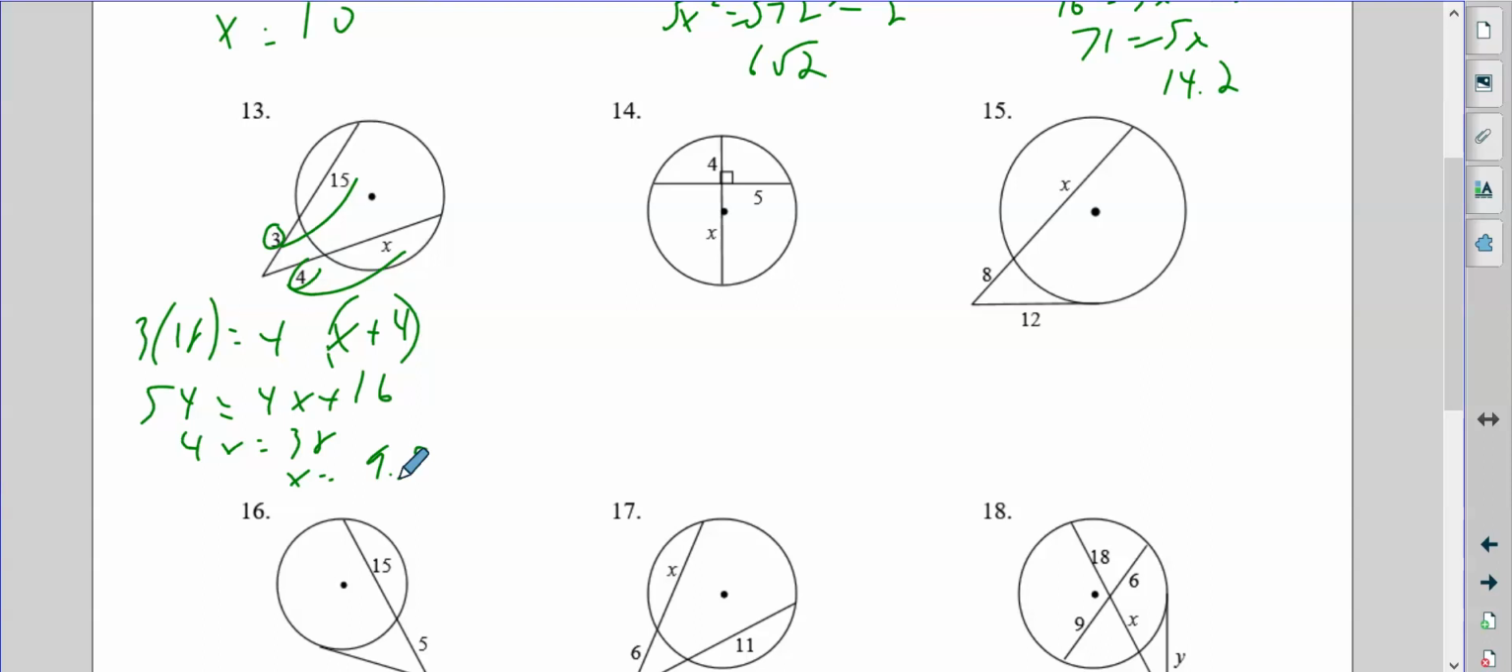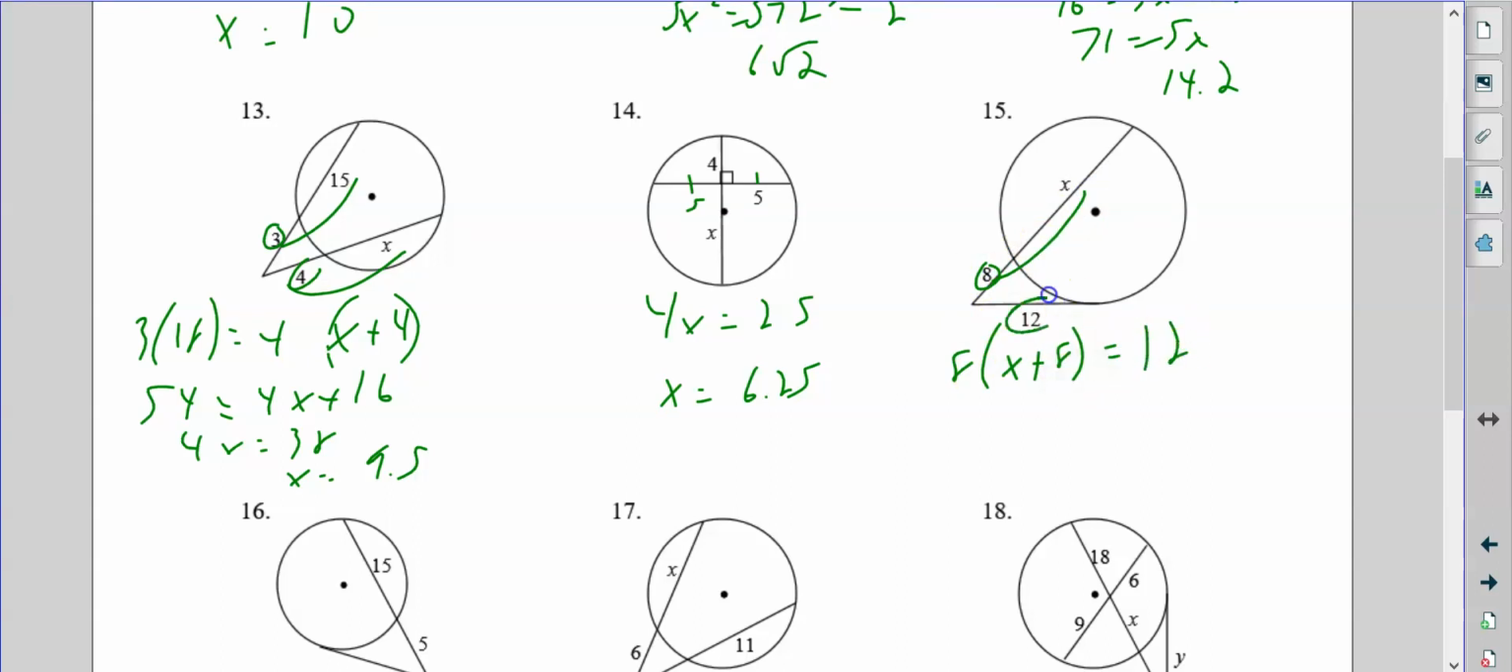Now, this one requires a little bit of knowledge here. We have a diameter and a chord, which means these are equal. So if that's 5, that is 5. So 4x equals 25. Divide by 4, 6.25.